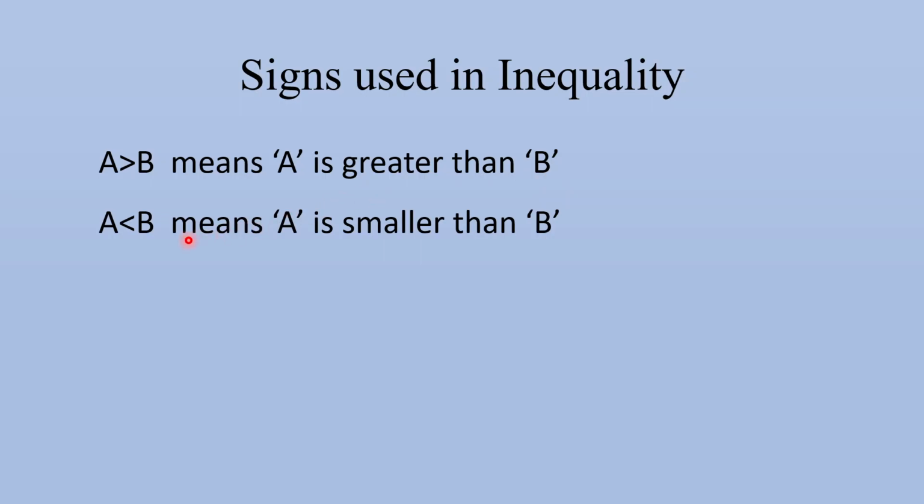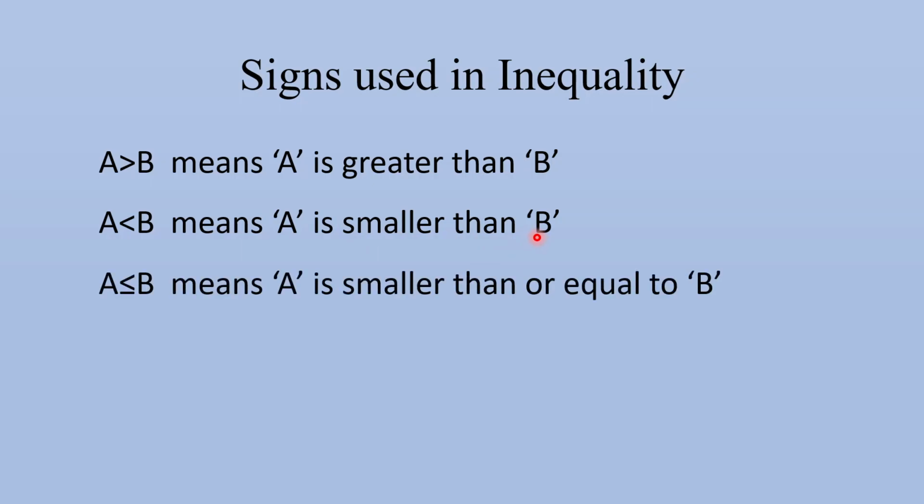So this is the second sign and it is just opposite to the first one. This is called the smaller than sign. Okay. Now see, its mouth is close towards A. So this statement will be read as A is smaller than B.